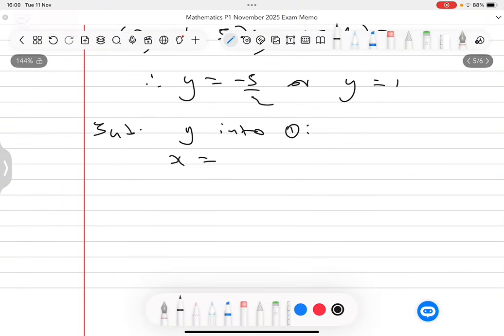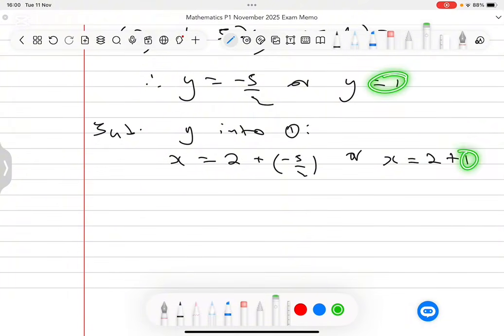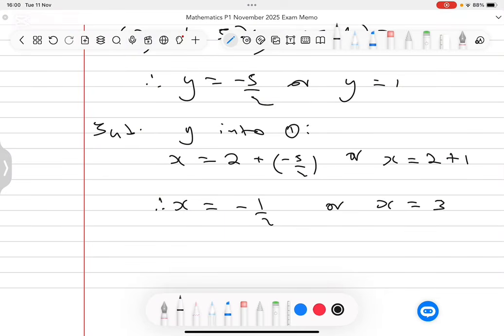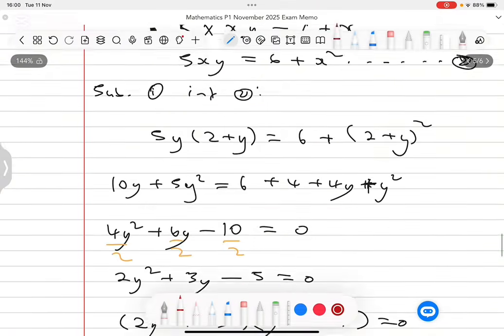So this means now here we are going to have a 2 plus, then we're having a minus 5 over 2. Or we're going to have x is equal to 2 plus the 1. So I'm taking this one here, I'm putting it in there, and this will definitely give me 2 minus 5 over 2, and this should give me a negative 1 over 2, a negative half. Or we're going to have x is equal to 3, and those are the two solutions that we have.